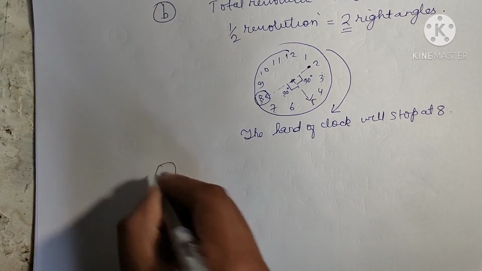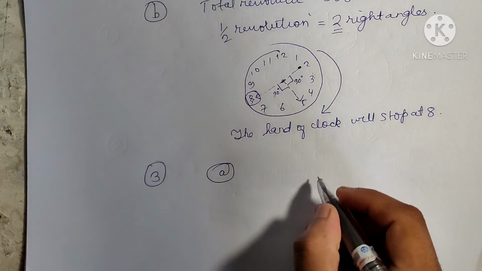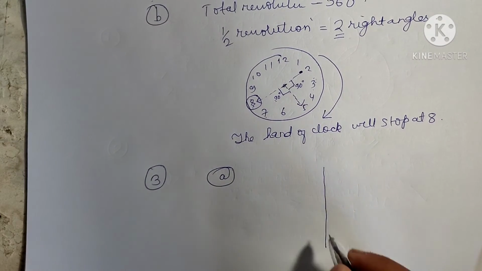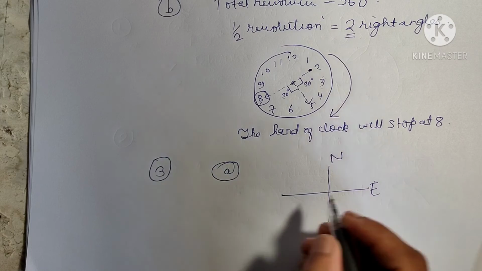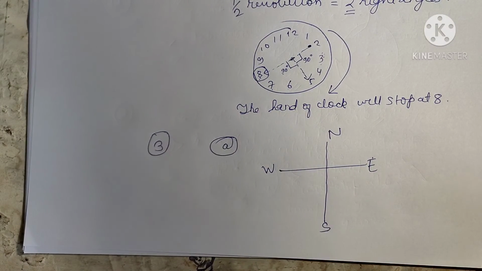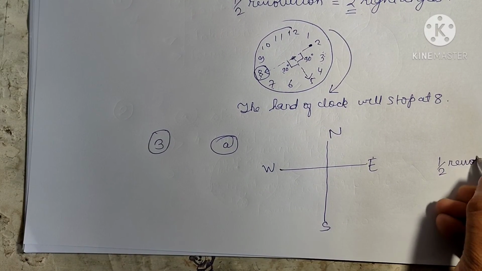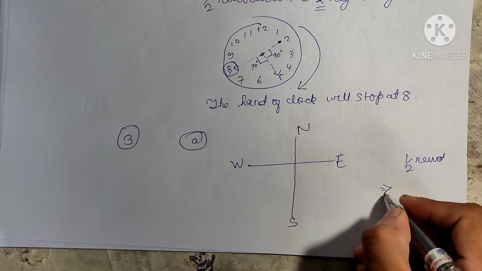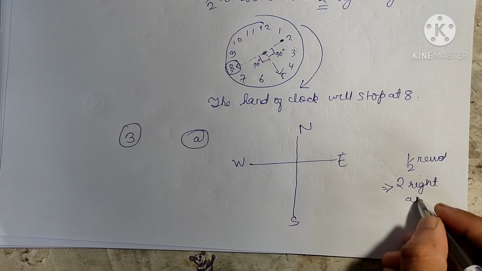Number 3A. Now the directions are coming: north, south, east and west, isn't it? If you see the question, it is saying which direction will you face if you start facing east and make half of a revolution. Half revolution means how much, students? Half revolution is always equal to two right angles. Two times we have to turn.